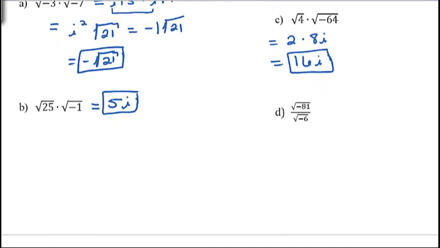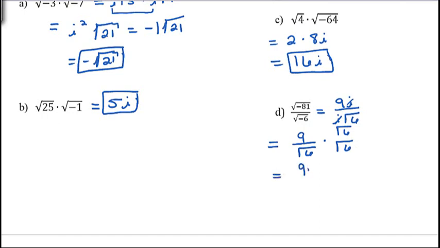In our last example here, we have the square root of -81 divided by the square root of -6, and the square root of -81 is 9i. The square root of -6 would be written as i times the square root of 6. These i's will cancel, giving us 9 over the square root of 6. We never want to leave square roots in the denominator, so I'm going to rationalize my denominator by multiplying by the square root of 6 on both top and bottom.